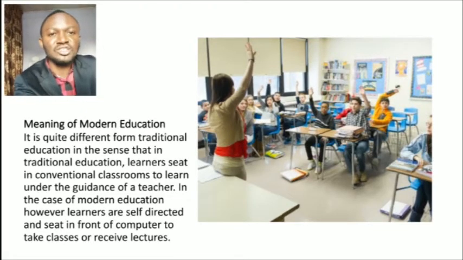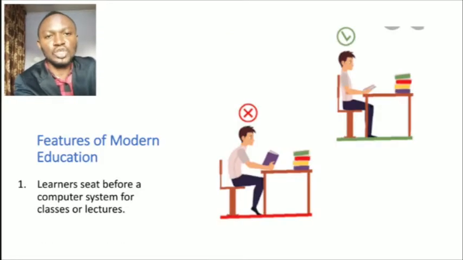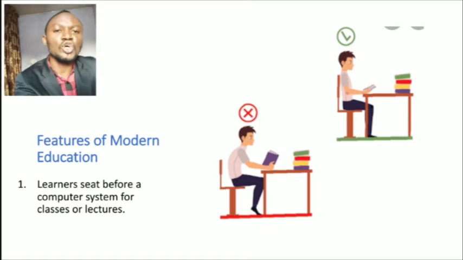Nothing has changed. The only difference is that you are learning from a distance. There is no close contact. In terms of proximity, there is no close contact or one-on-one or classroom arrangement where you have the teacher. That's just the difference. But that's not to deny the fact that modern education is an aspect of formal education. What are the features of modern education?